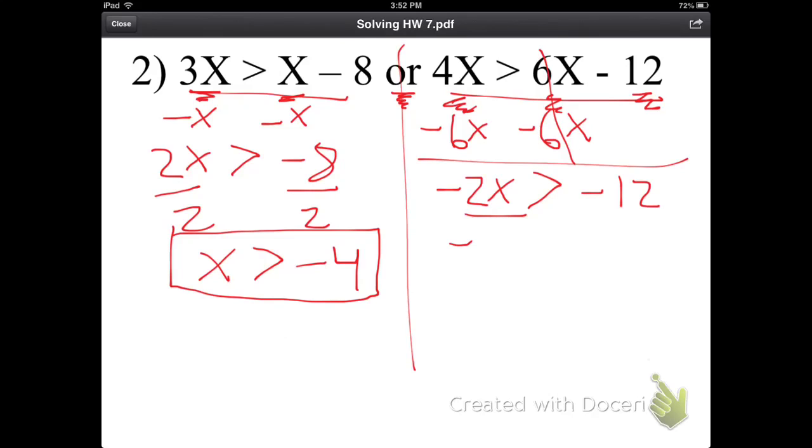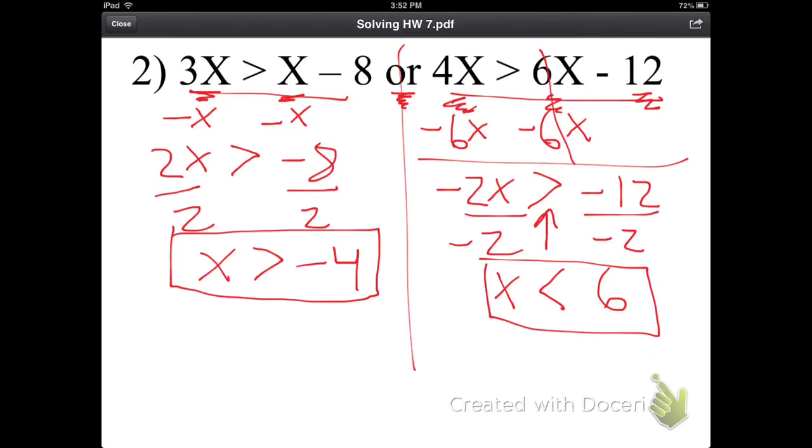I'm going to divide by -2, and when you divide by a negative, you have to switch the direction of your inequality. So I'm going to get x is, and I messed that up, x is less than 6, because -12 divided by -2 is 6. So this is part 2. Okay, now that you have both of those answers there, you can then graph it on the number line and decide what the actual solution is.